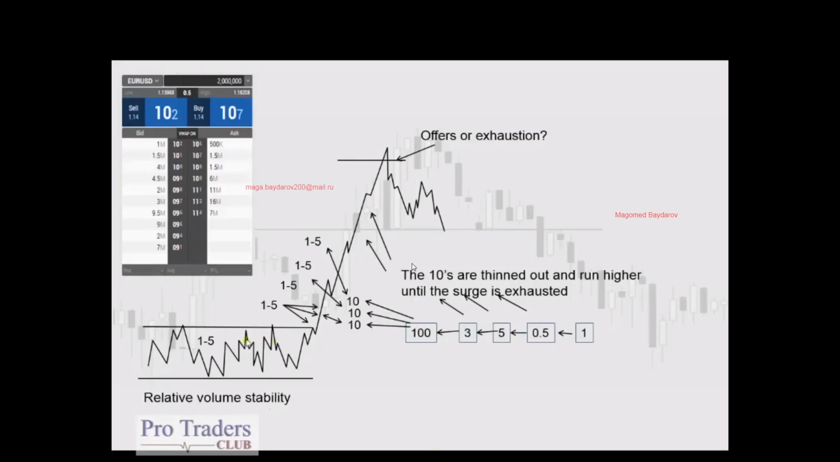So that would be an example of what I've shown here. Let's just try to simplify what's happening. If we have a range bound environment on, call it a 5-minute chart, this can also apply to the larger time frames as well, which is fractal, but I just want you to understand the concept first on a smaller time frame. So if we are in what we call relative volume stability.